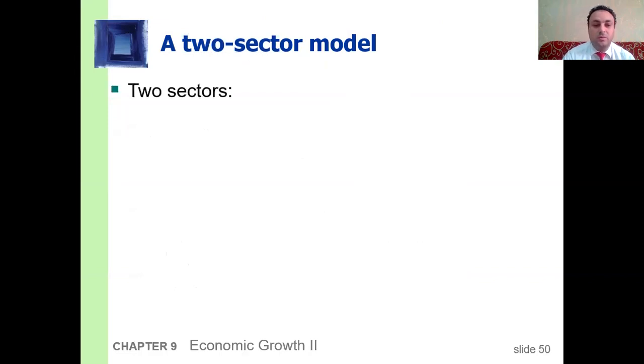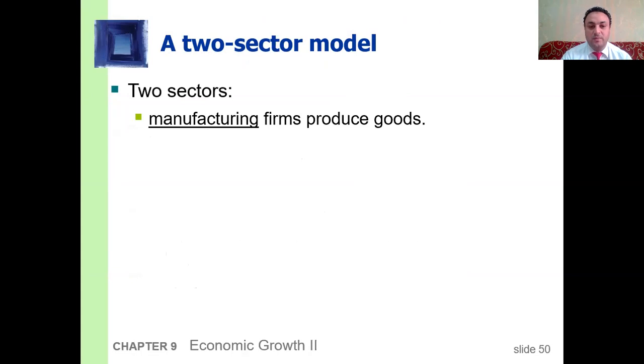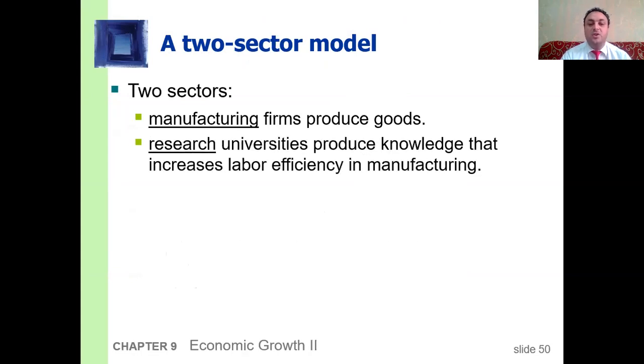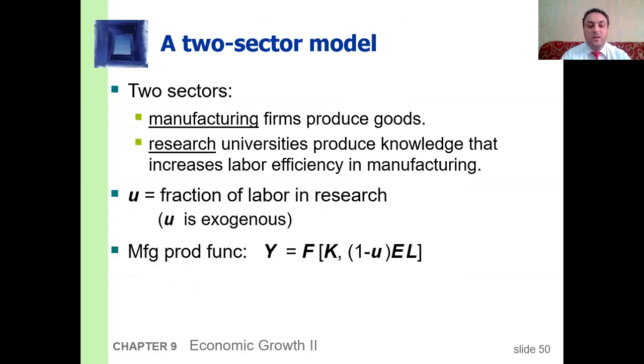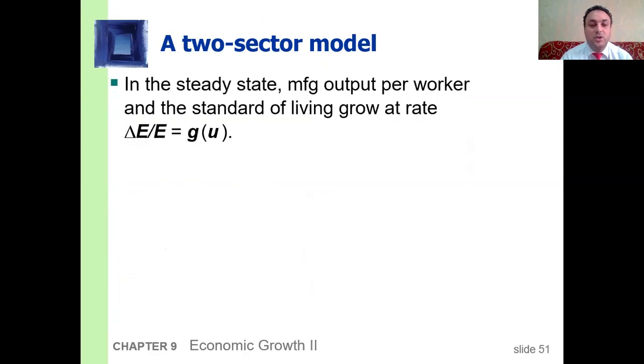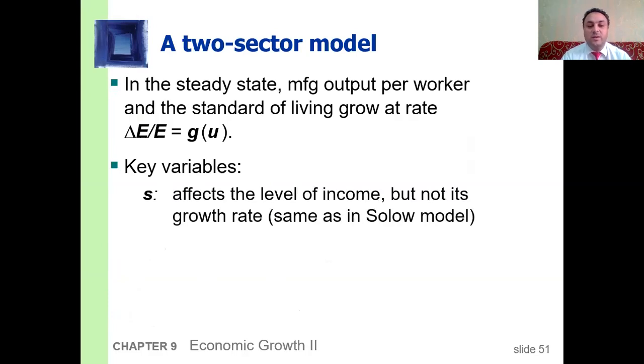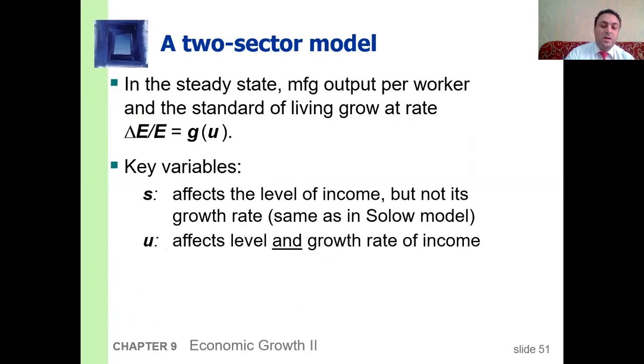Another model is a two-sector model. The two sectors are manufacturing, where firms produce goods, and research universities, which produce knowledge that increases labor efficiency in manufacturing. Here u is the fraction of labor in research, and we have the manufacturing production function, the research production function, and the capital accumulation. In the steady state, manufacturing output per worker and the standard of living grow at a constant rate. The key point is that saving affects the level of income, but not its growth rate, as in the Solow model, while u affects both the level and growth rate of income.